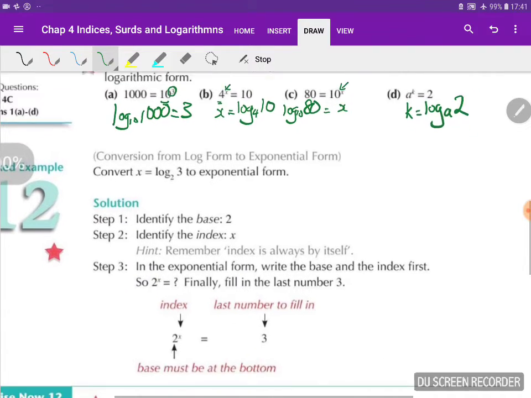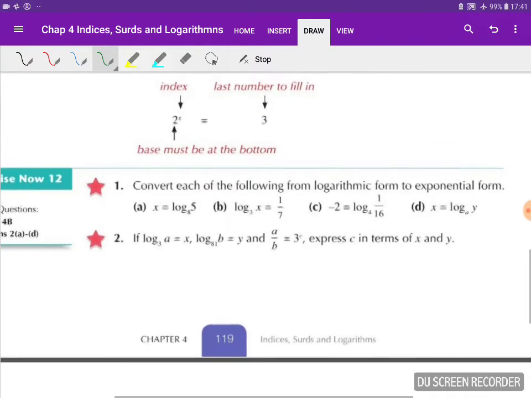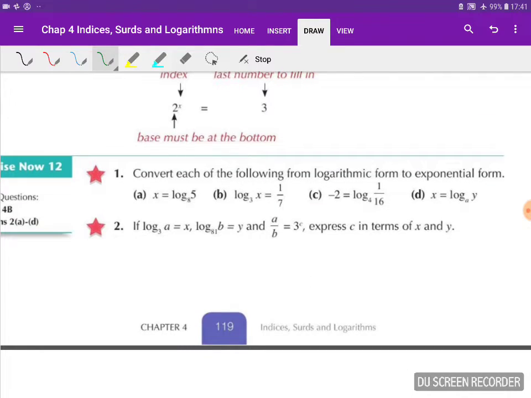So now, same thing, we are going to convert log form to exponential form. Now you can see that x equals log base 8, 5. Remember the index now is here because index is always by itself. This 8 is your base, so converting to exponential form, it will be 8 to the power x equals 5.